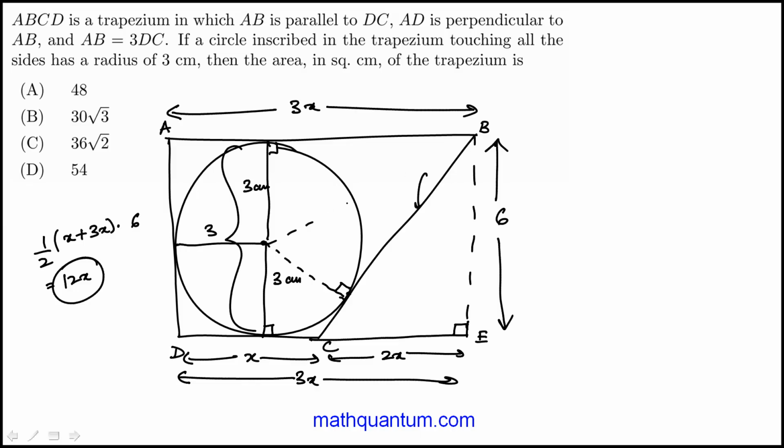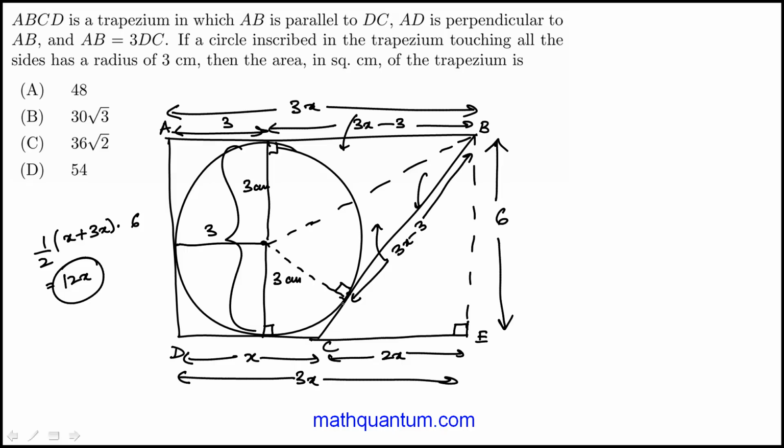So if we look at this point B, it is making these two tangents here. And you end up with these two triangles that are congruent to each other. And this length here, because that's 3, is 3x minus 3. That means that this length is also 3x minus 3.